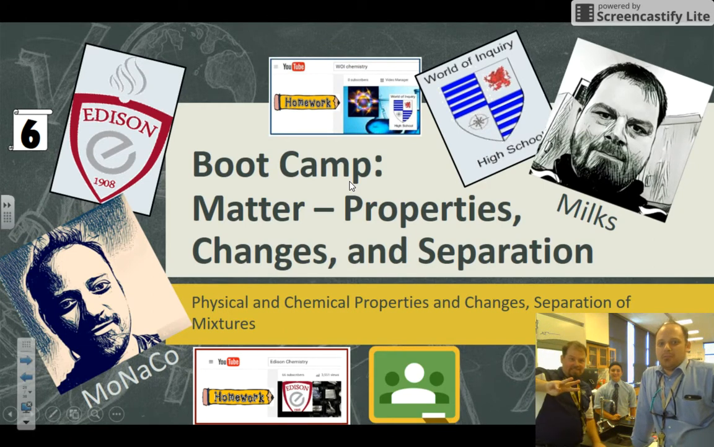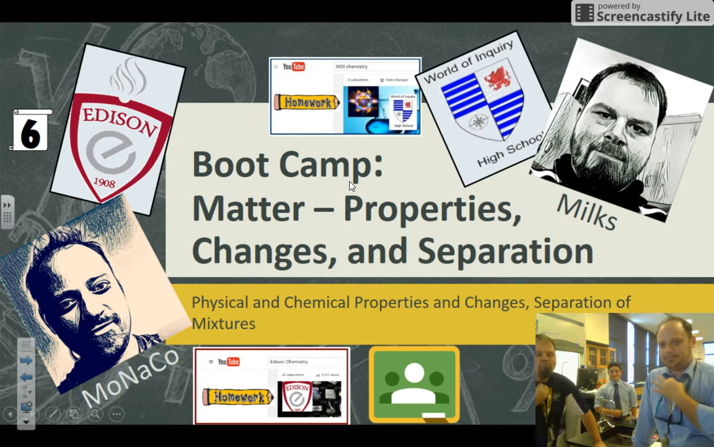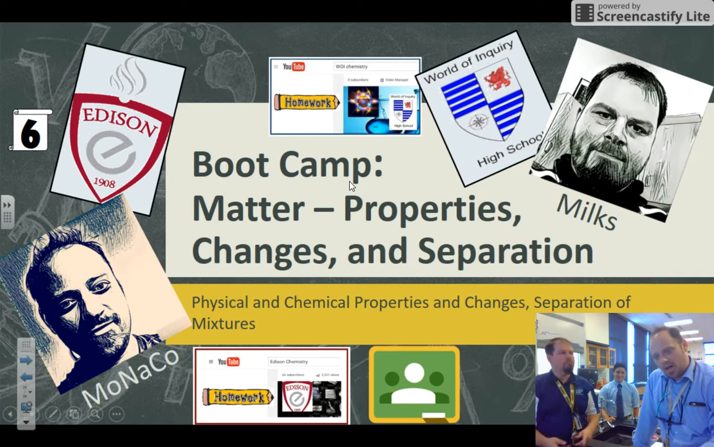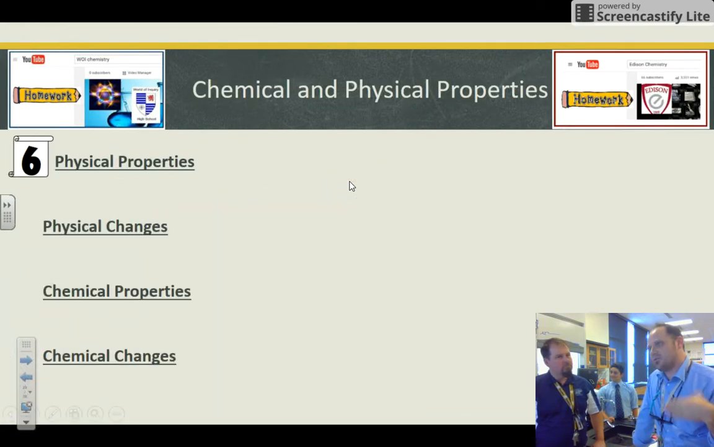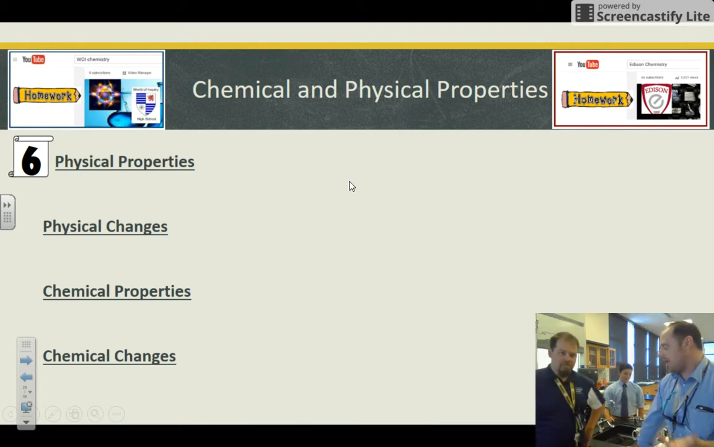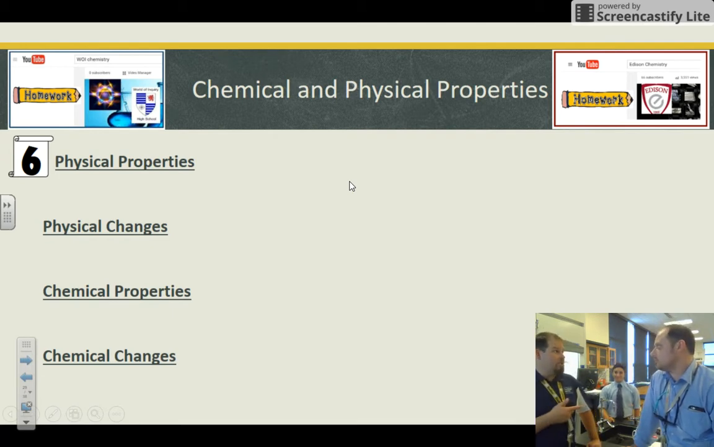Back for lecture 6. Matter, the properties, changes, and separation. This particular lecture is going to be quick, but it is the foundation of what chemists do on a daily basis if you get a job as a chemist and actually work in a lab or plant or factory where you're doing chemistry. Some of this stuff is testable. The physical changes, chemical changes stuff is testable. And the separation, how do I separate certain things, is very important and testable. We want to pay attention.